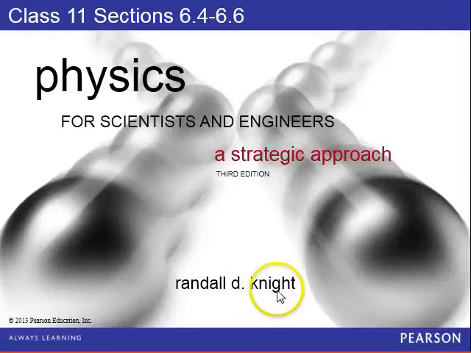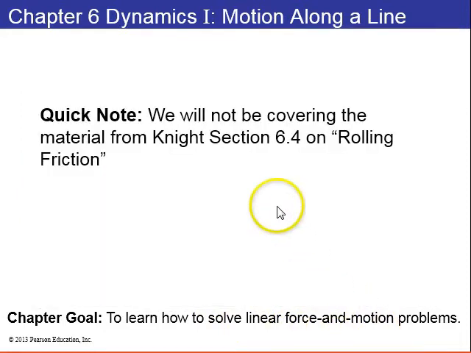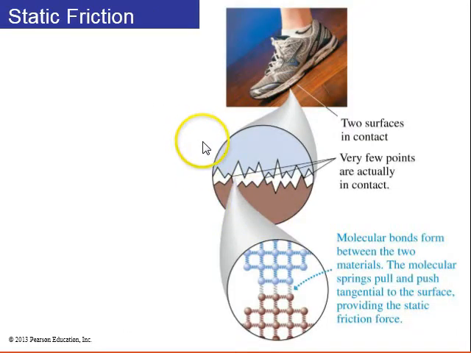Okay, today we're going to finish off Chapter 6, which, remember, was dynamics, motion along a line. The goal here was to learn how to solve linear force and motion problems. And as a quick note, we will not be covering the material from Section 6.4 on rolling friction. So the two main types of friction we will be covering are static friction and kinetic friction. So let's start with static friction.